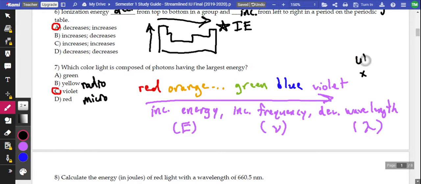well, actually, here, let's start with this. Ultraviolet, X-rays, and then gamma rays. Also, infrared is lower. So infrared is a little bit lower energy than red, and ultraviolet is a little higher energy than violet.